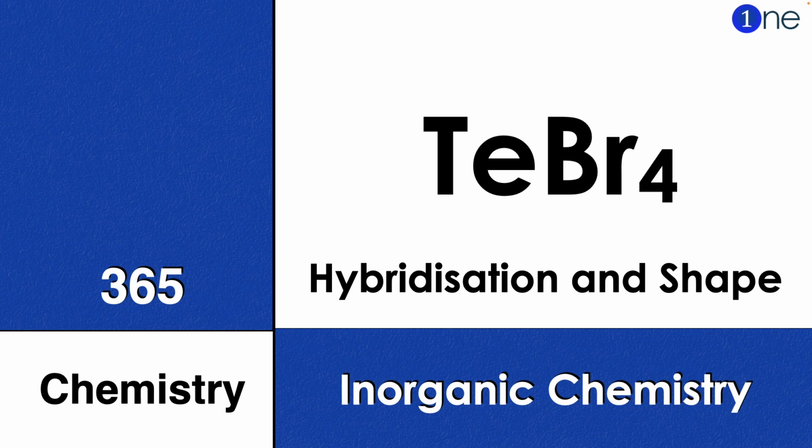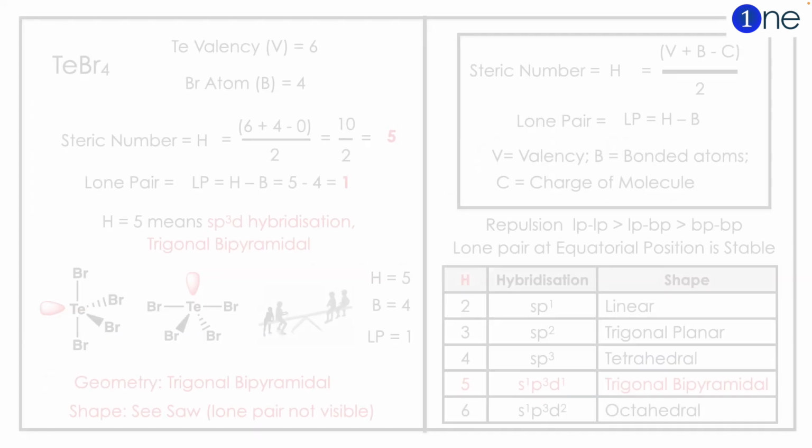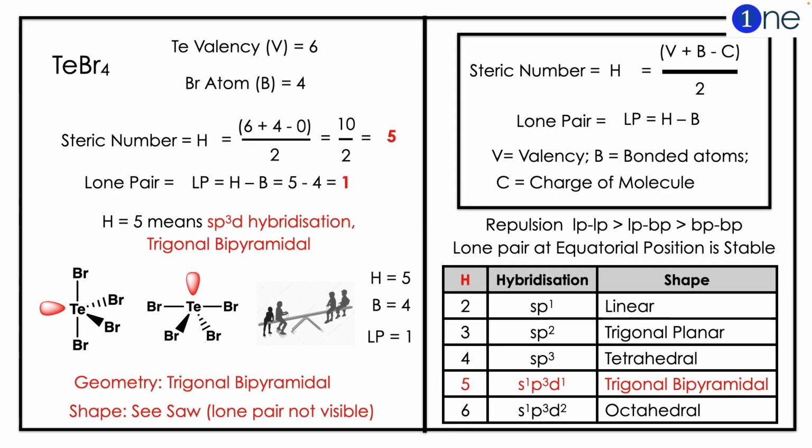Inorganic chemistry questions for you. Here you have tellurium tetrabromide. You have to find the hybridization and shape of it. To find the hybridization, you should know the steric number.